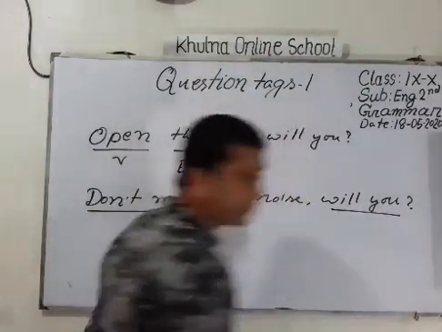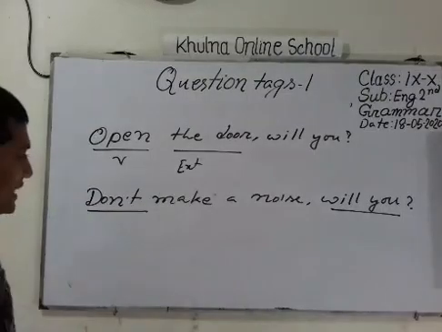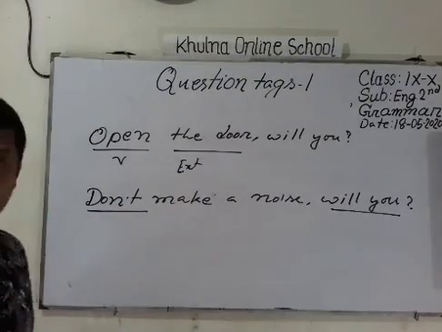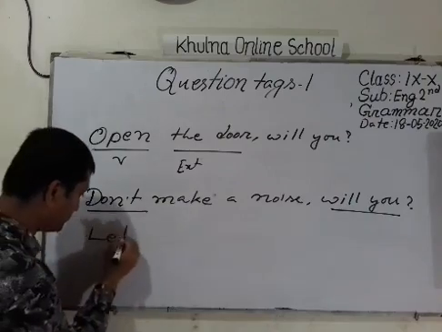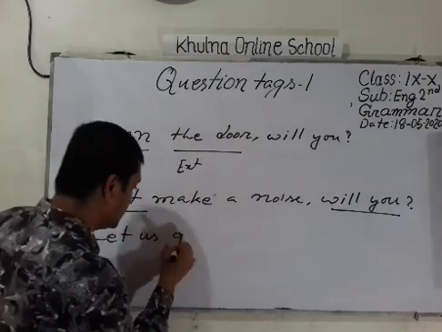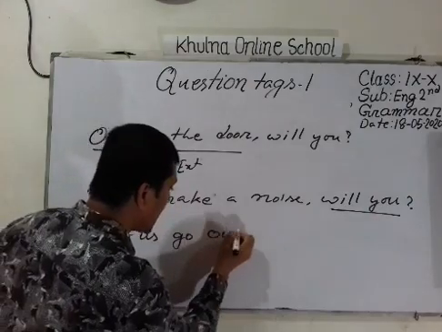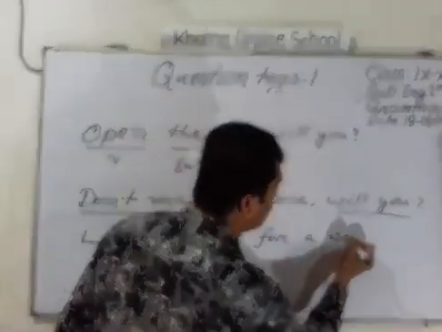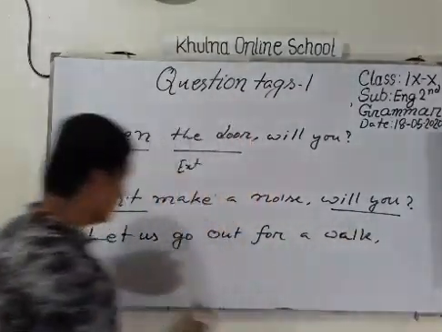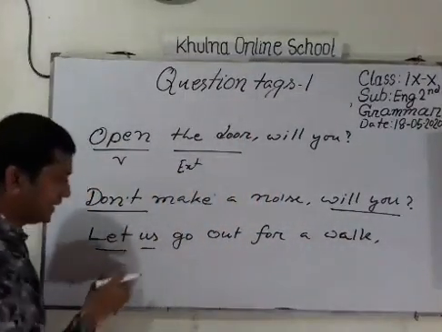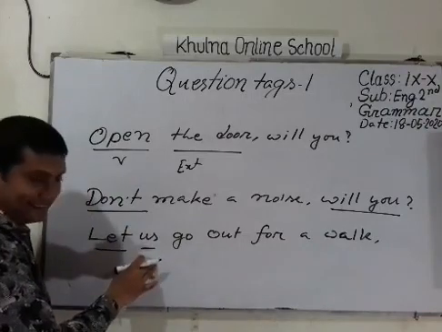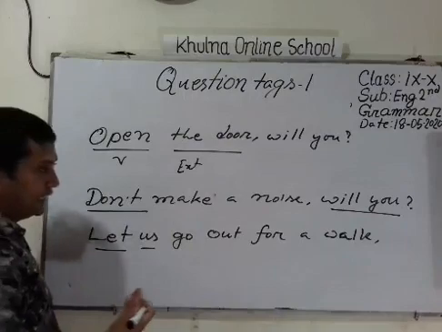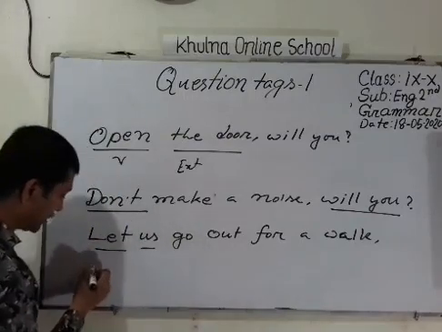If the sentence starts with don't and it is an imperative sentence, you always use will you. In other structures, here we see let's go out for a walk. Let us go out for a walk. If you see let us at the beginning of the sentence, it is an imperative sentence. Use here shall we, without any thinking.